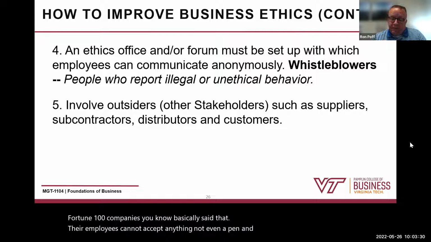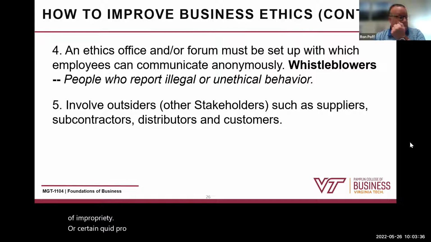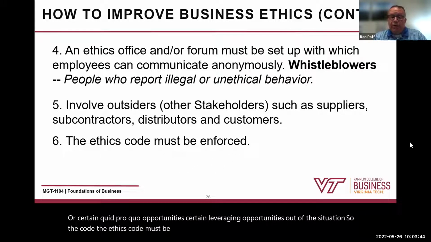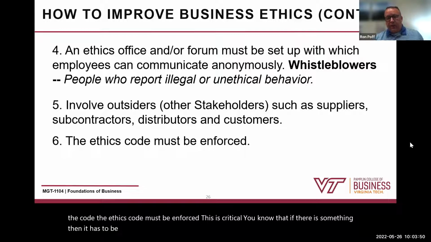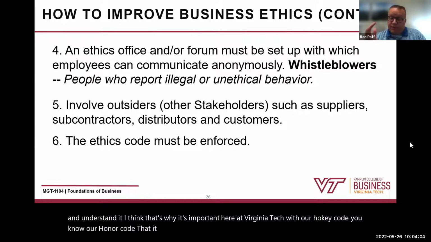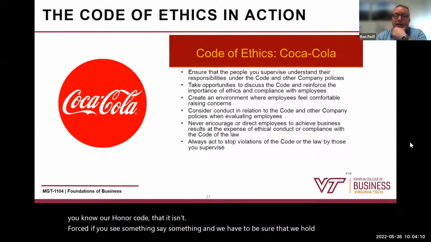And again, just to keep any type of impropriety or quid pro quo or leveraging opportunities out of the situation. So the ethics code must be enforced. This is critical. If there is something, then it has to be followed through. The community, the culture of an organization has to see this and understand it. I think that's why it's important here at Virginia Tech with our Hokie code, our honor code, that it is enforced. If you see something, say something. And we have to be sure that we hold everyone accountable.